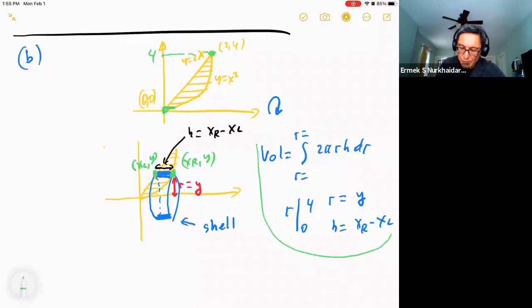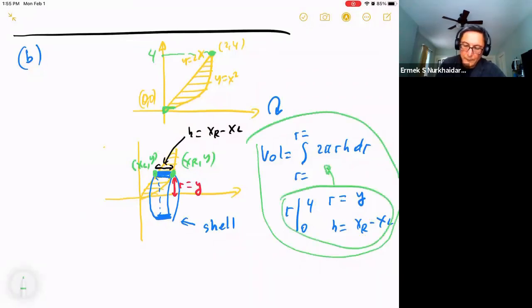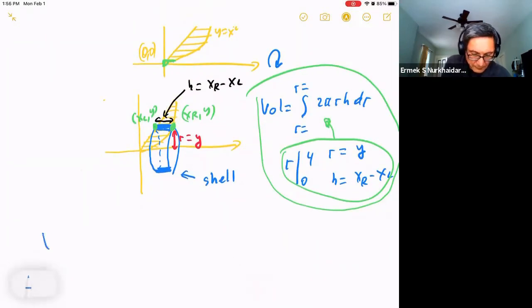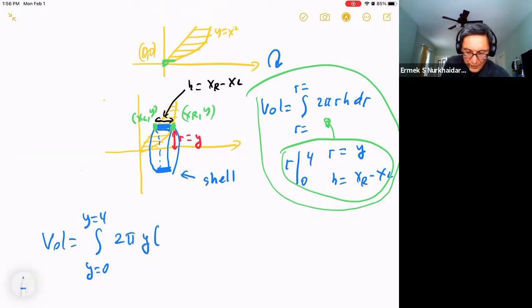So now we're ready to substitute that into the integral and write down the corresponding integral. y equals 0 to y equals 4, 2 pi r is 2 pi y, h is x right minus x left, dy, because dr is dy, which insists that everything must be in terms of y. So we need to complete our substitution. We have to express x right and x left in terms of y.